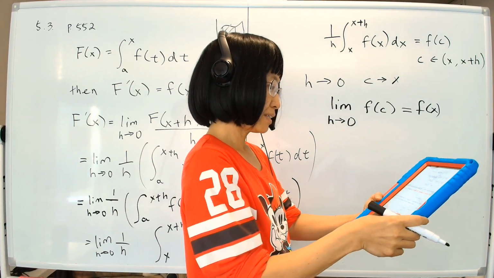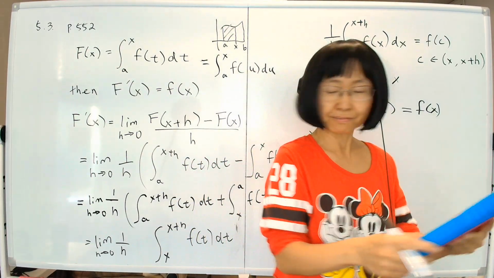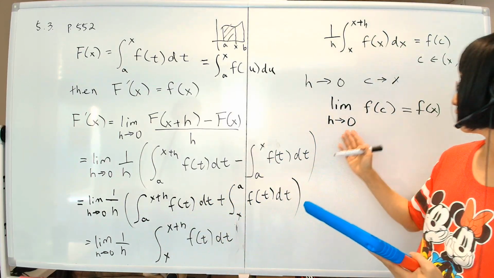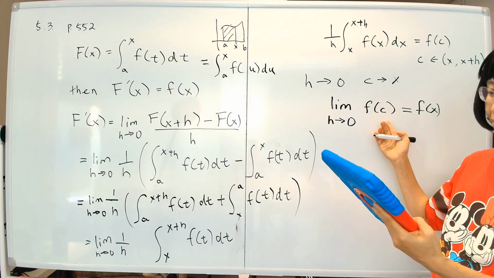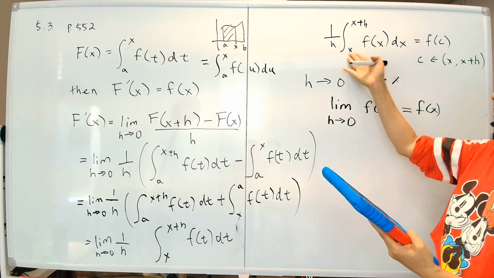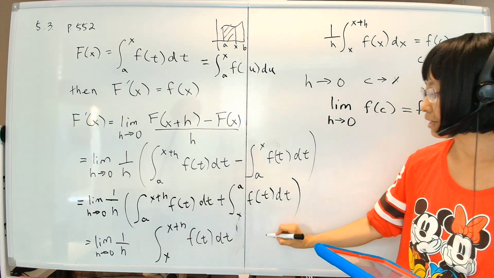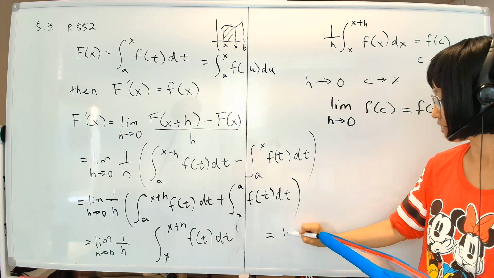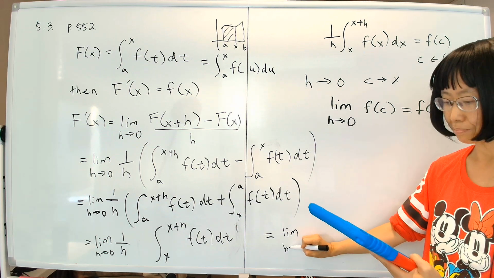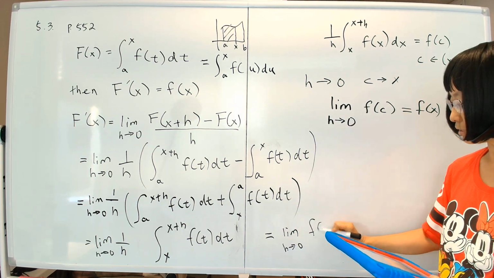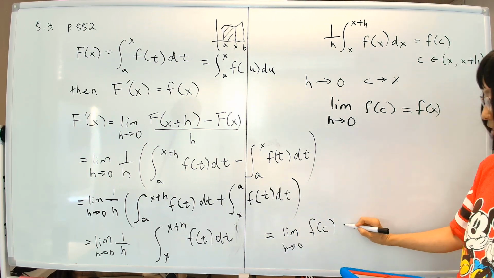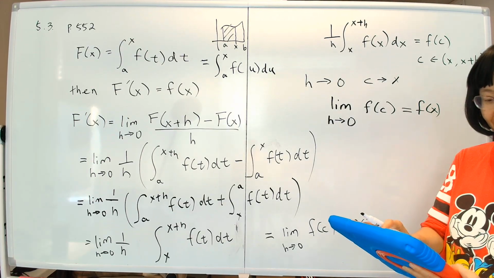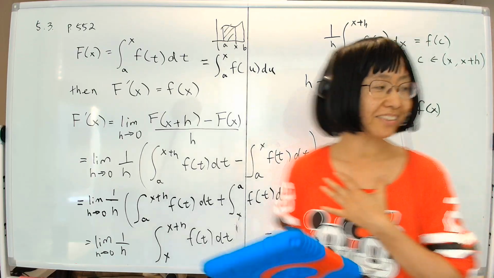So then what does that mean? Then f prime of x, as we have gone over here, is the limit of f of c of this thing, because this thing equals f of c. We'll write it here again: as h approaches 0, f of c, which is just f of x. And that's the end of the proof of the amazing fundamental theorem of calculus.